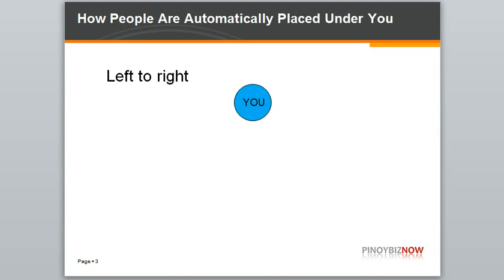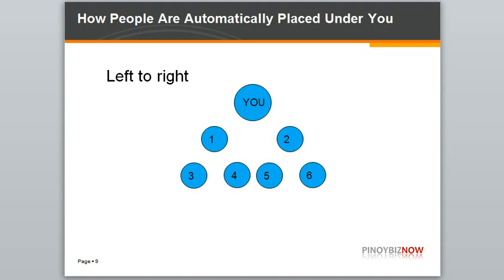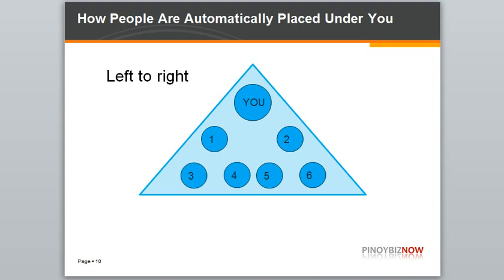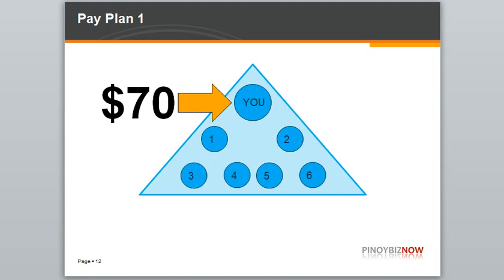Now, how are people automatically placed under you? The rule is left to right. So your first referrer goes here, the second, third, fourth goes under the first, and your fifth and sixth will go under your second. Okay? And when that happens, you have a group of 6 under you, you cycle, and you earn your $70.